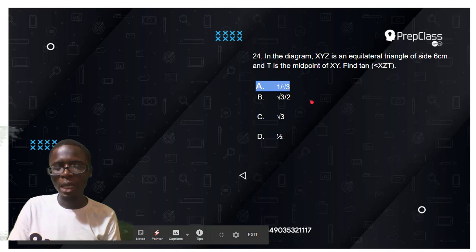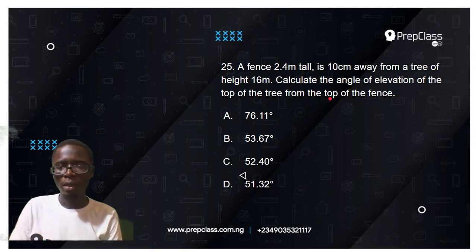So proceeding to the last question on the video, we have a word problem question here. And please, in questions like this, we need to be very careful to interpret the information as given to us, because any slight misinterpretation will result in a wrong answer. Listen to this. A fence 2.4 meter tall is 10 meter away from a tree of height 16 meter. So please neglect the centimeter here because it's actually given as meter. It's a typing error. So calculate the angle of elevation of the top of the tree from the top of the fence.